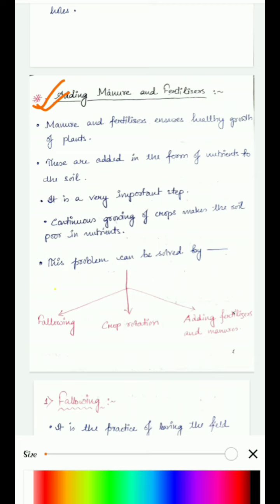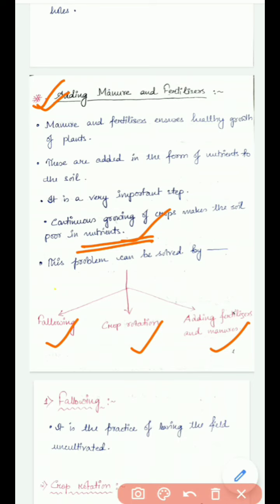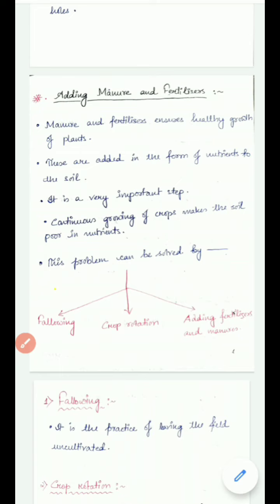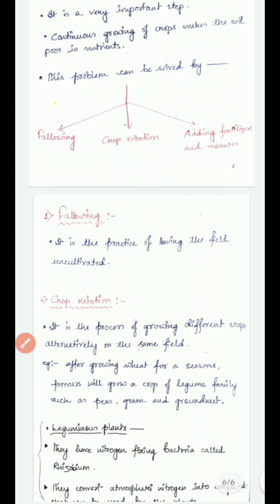Okay, so as I have already explained, continuous growing of crops makes the soil poor in nutrients. So to solve this problem, we take the help of these three methods. Okay, so the first method is fallowing. So what does fallowing mean? Fallowing is nothing but the practice of leaving the field uncultivated.